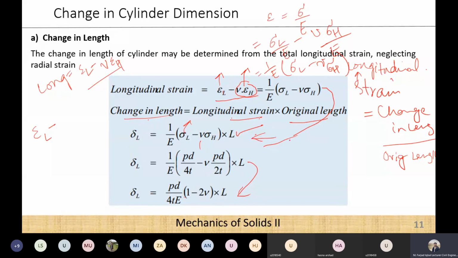Now, if you know how much pressure is being exerted, the diameter of the cylinder, the thickness, the elastic modulus of the cylinder, the Poisson ratio, and the original length, you can use this formulation to calculate the change in length. So is there any confusion about this one?